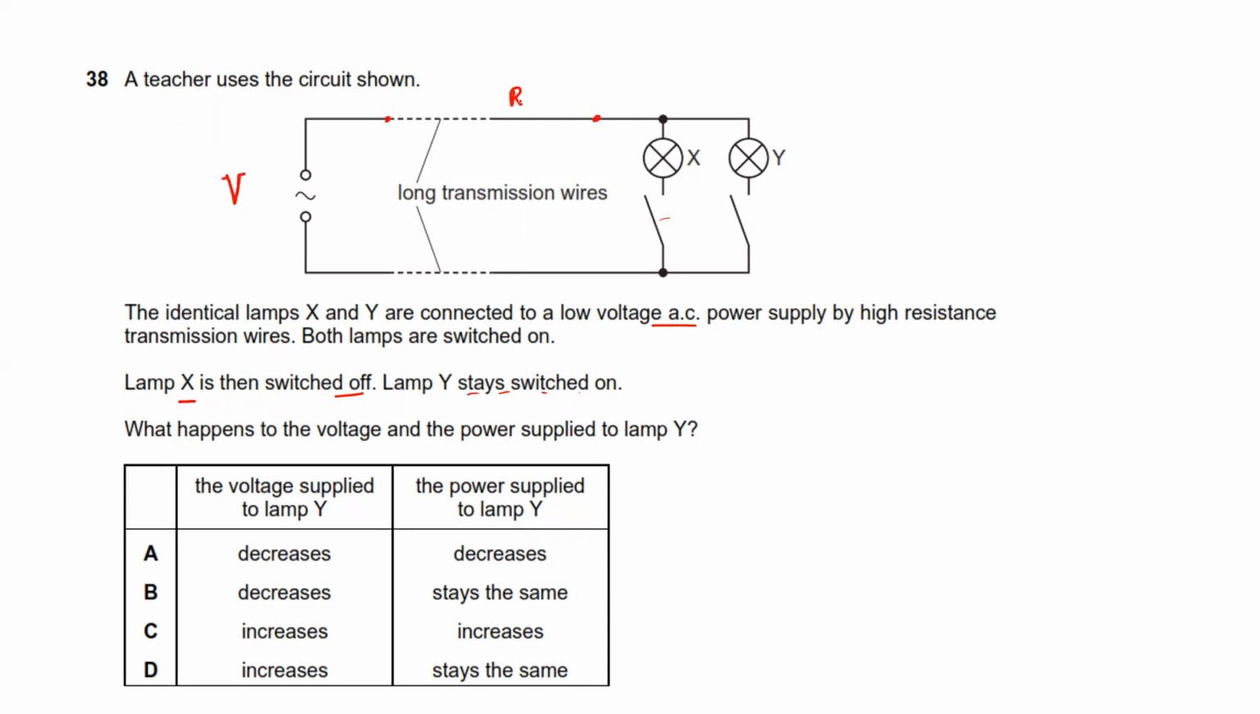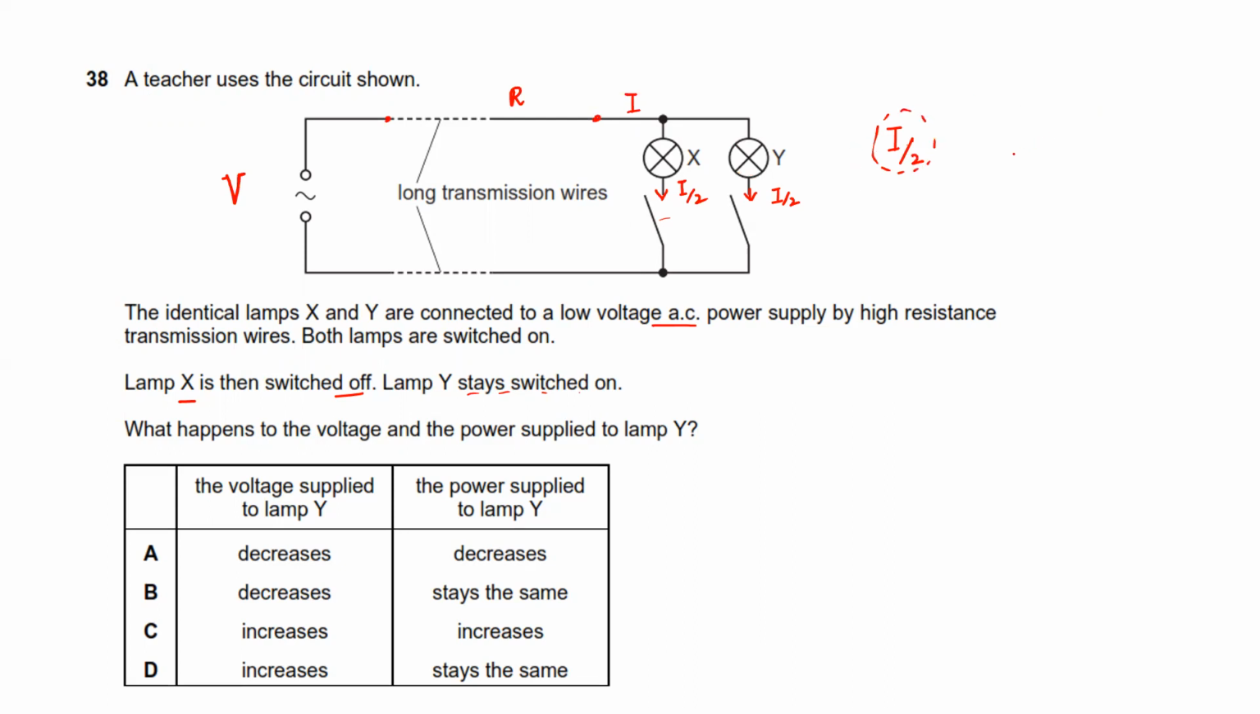The resistance of transmission lines is R, and if both lamps are on, the current drawn is, say for example, I. So I is drawn by this one, and I is drawn by this one. So the total current is, say, for example, I. This is I by 2 goes here, and this is I by 2 goes here. So now if I switch off this lamp, my current will reduce, the current drawn will be I by 2.